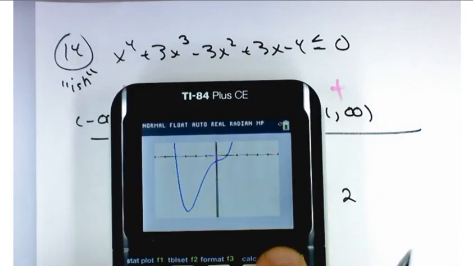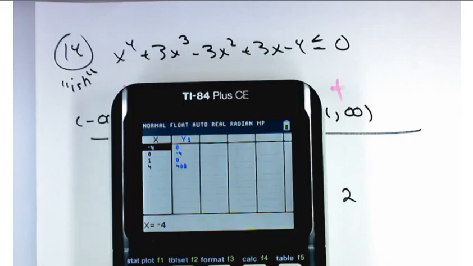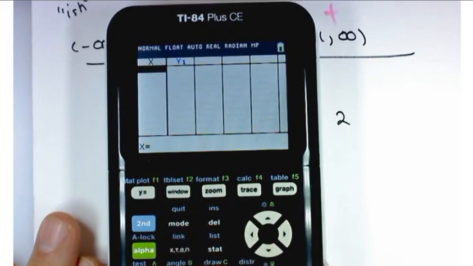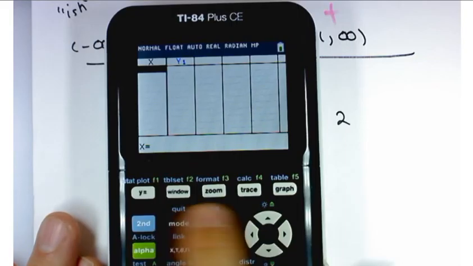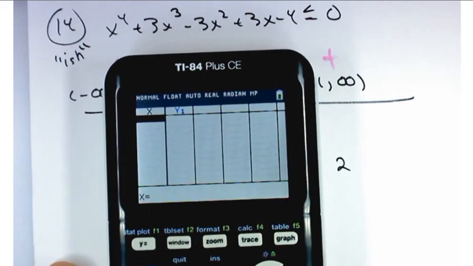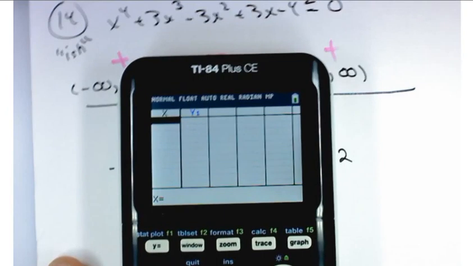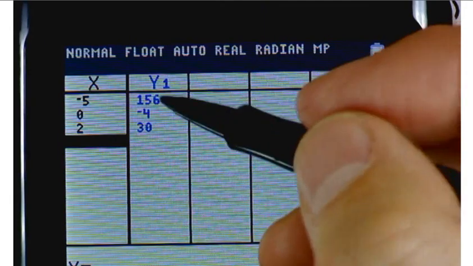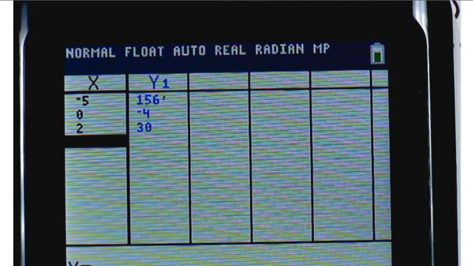So if I go to my table, if I'm like, you know what, the graph confuses me, I don't like it, that's fine. So let me delete the values. Right here's your delete key next to the second key and the mode key. If I type in the values, I should get the same information. So -5, 0, and 2. Positive, negative, positive. Cool.